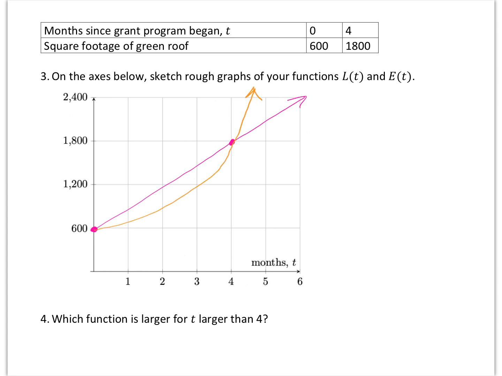Okay, so which function is larger when t is greater than 4? So here's t equals 4, and the exponential function is now larger. So that is E of t.